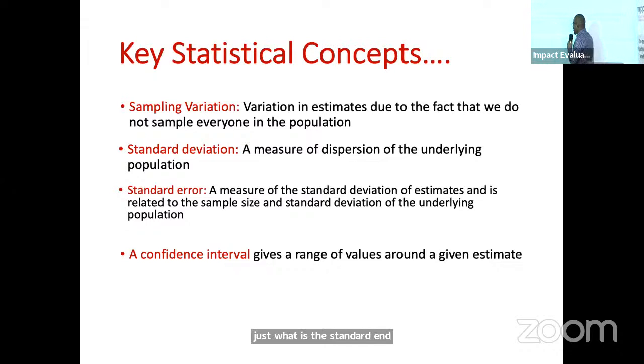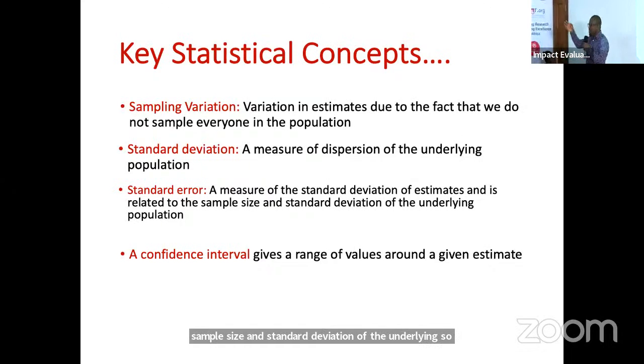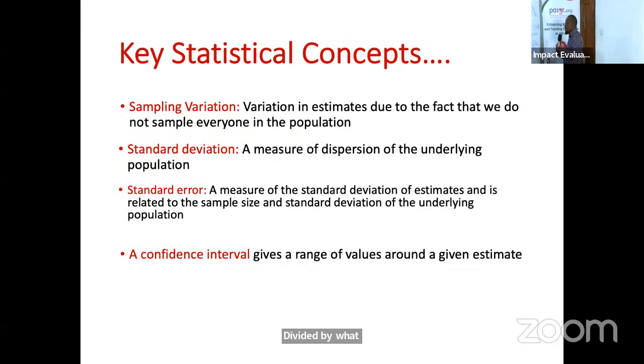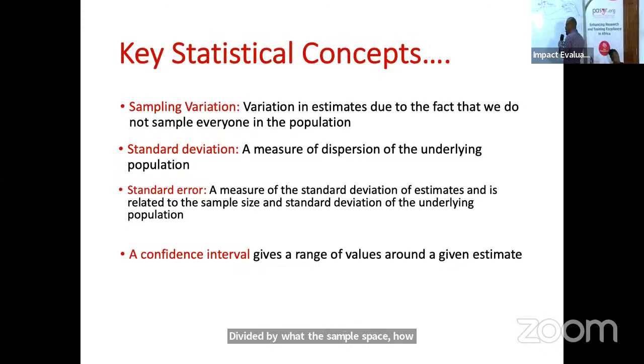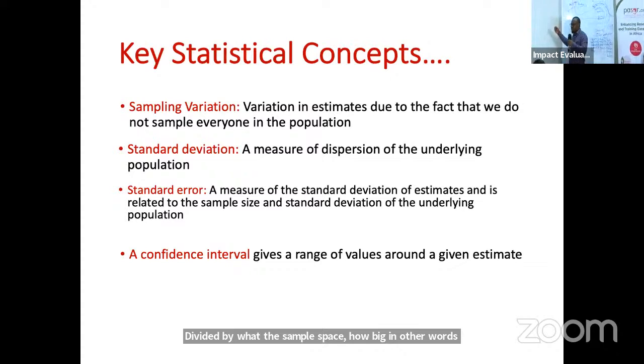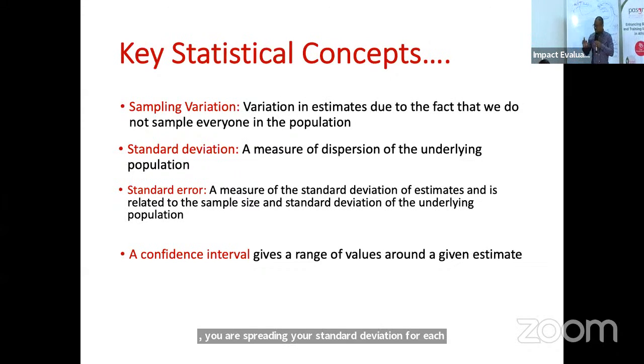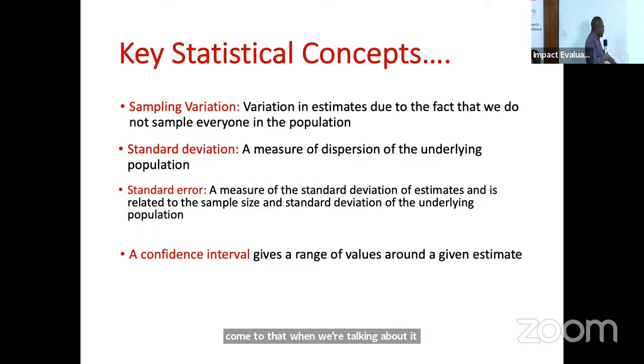We'll talk about this. Standard error is a measure of the standard deviation of estimates and is related to the sample size and standard deviation of the underlying population. So if you know standard deviation, standard error is essentially standard deviation divided by what? The sample size. How big? In other words, you are spreading your standard deviation over each unit of the sample size. It's called standard error. We'll come to that. When we're talking about it, you'll understand. Confidence interval.